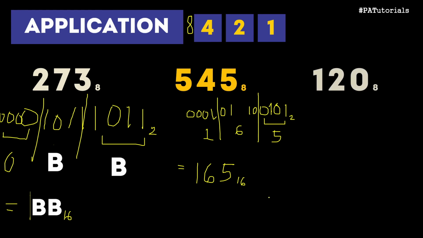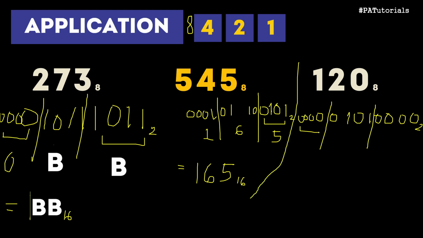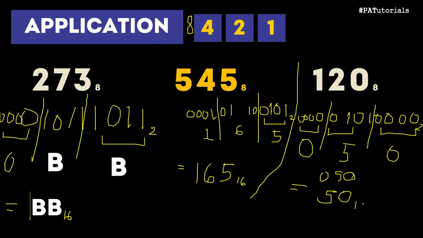Now, next example would be 120. Again, this would be equal to 0, 0, 0, then 0, 1, 0, and then 0, 0, 1. That would be 1, 2, 3, 4, 1, 2, 3, 4, and then 1, 2, 3, 4. Or pwede nyo naman ito gawing 0 na lang agad. So, in this case, this would be 0, this would be 5. So, ibig sabihin 0, 5, 0, or simply 50 base 16.